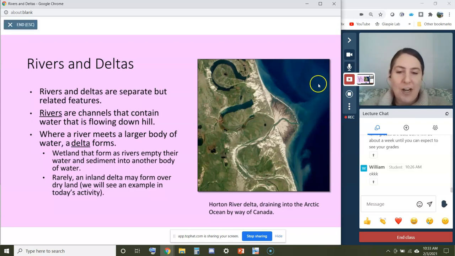This is a picture of the Horton River Delta, which drains into the Arctic Ocean through Canada. You can see the delta, you see the river here, and then the river enters the ocean. I think this is the Beaufort Sea. And as it does, it spreads out into these tiny little tendril streams, and you can see all of the sediment splayed out into the sea there. So that would be an example of a delta.